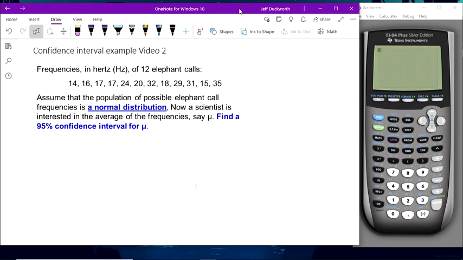I've got another example of how to use the TI-84 calculator to do a confidence interval. So here we have frequencies in hertz of 12 elephant calls, and we're given some data up top here. Assume that the population of possible elephant call frequencies is a normal distribution. So we're given the fact that we know they're normal.